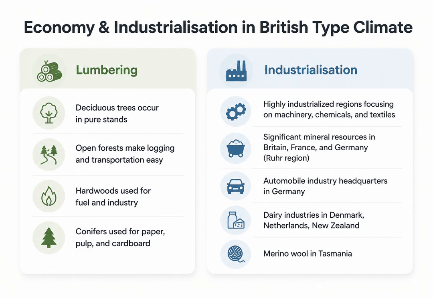Beyond lumber, these regions are some of the most highly industrialized in the world. Rather than relying solely on agriculture, countries like Britain, France, and Germany leverage their mineral resources to produce machinery, chemicals, and textiles. Germany is a global hub for the automobile industry. Meanwhile, Denmark and New Zealand have industrialized their dairy production, and Tasmania is world-renowned for its merino wool.